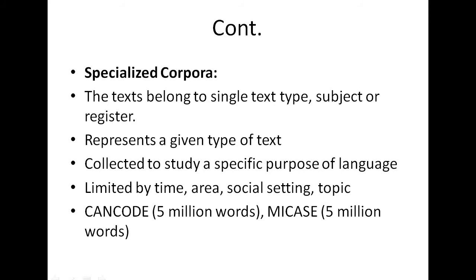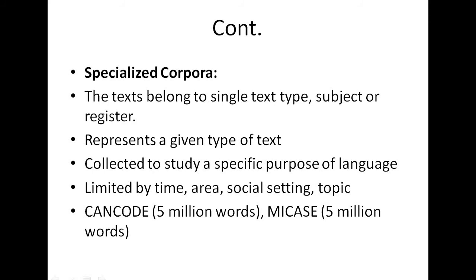Then it represents a given type of text. For example, it represents the text of newspapers, the text of novels, collected to study a specific purpose of language. That is the purpose of making or collecting such kind of corpora. We want to study some special quality of language, some specific feature of language, and that is why we are collecting this kind of corpora.